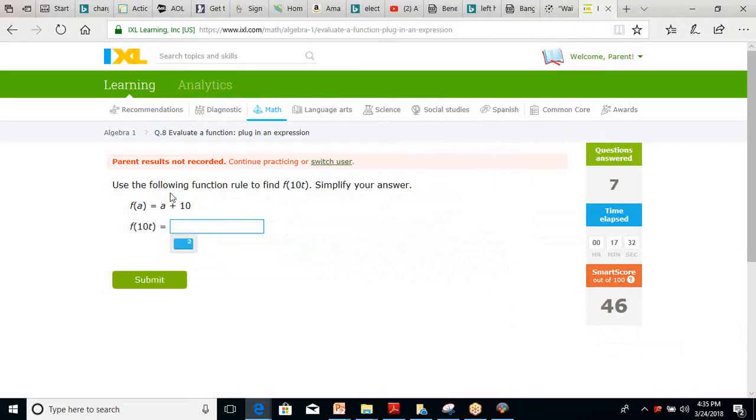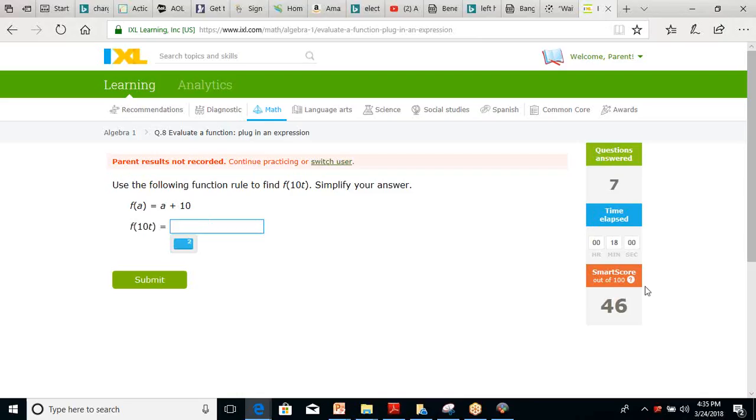So use the following function rule. The function rule is a formula. You're going to plot something against another thing. Okay? So when we use function x, it's really y. You're plotting y against x. All right, so function a is equal to a plus 10. But your a is 10t.